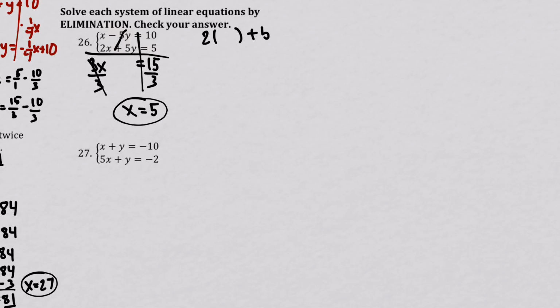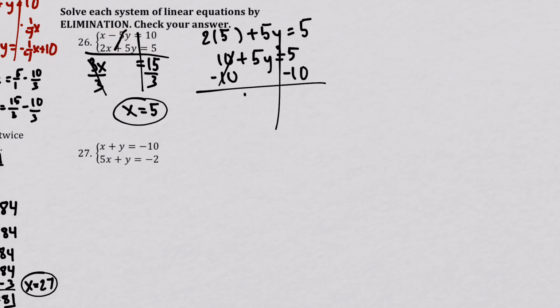2x plus 5y equals 5. Plug in 5 for x. 10 plus 5y equals 5. And now I can just solve by subtracting 10 from both sides. I get negative 5, divide by 5, and I get negative 1. There's your solution. 5, negative 1.